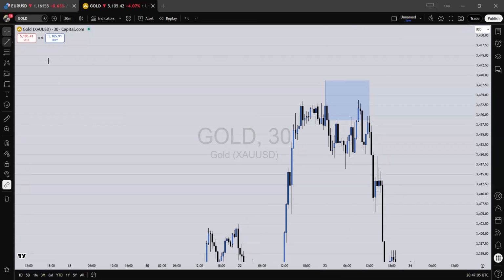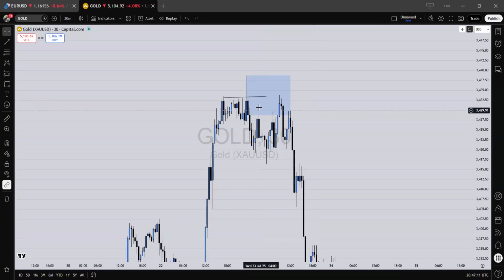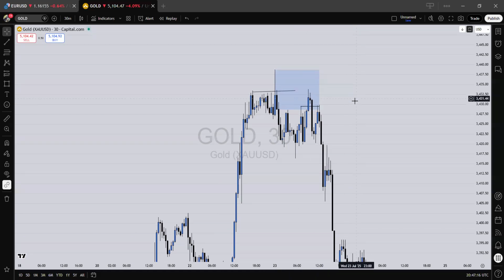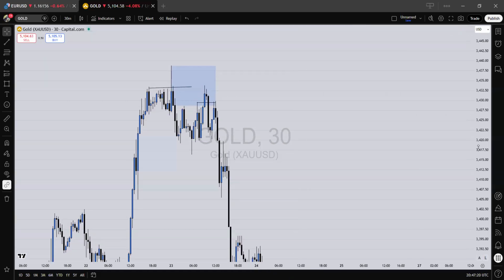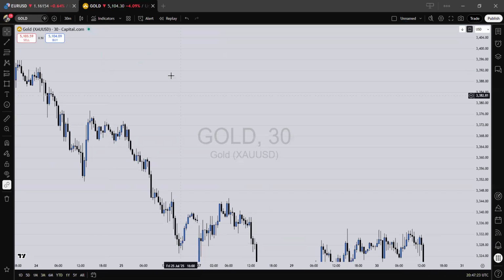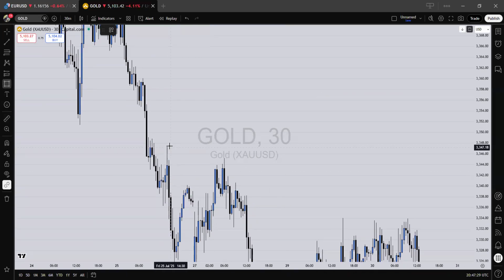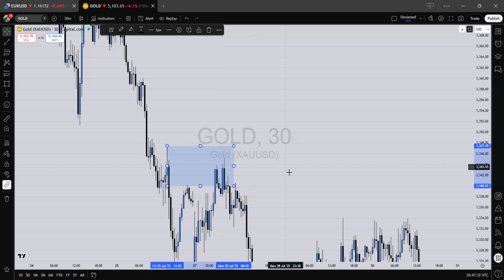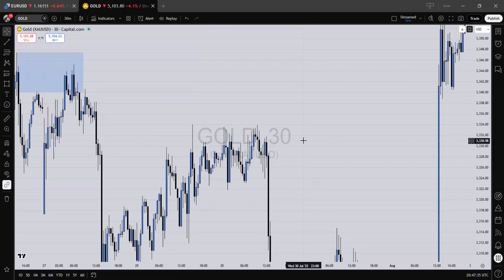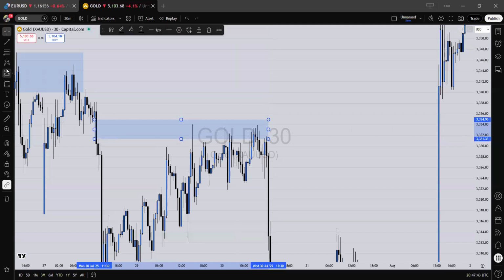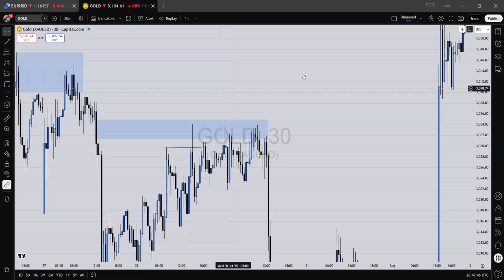Okay. Our POI, and then price engineers liquidity inside the POI. And then the rest is history. Here, even with our inducement, price engineers liquidity inside. Here, price engineers liquidity inside our fair value gap, or even close to our fair value gap.